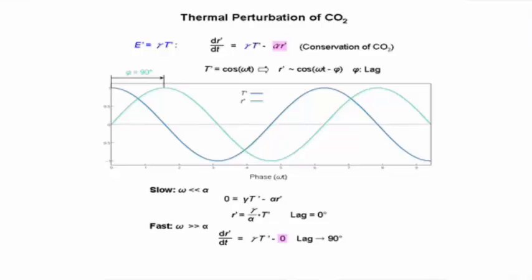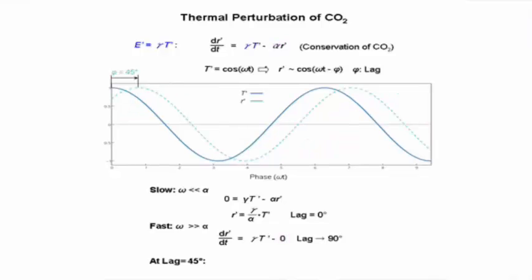Intermediate to these limiting forms of CO2 response is a lag of 45 degrees. It can be shown that the frequency which achieves this lag is equal to alpha, the absorption efficiency. In the lab, we would vary the frequency of the oscillation in temperature until the resulting oscillation in CO2 assumed a lag of 45 degrees. Unfortunately, this experiment is a luxury we don't have. Only one party can perform this experiment: Mother Nature. She has.